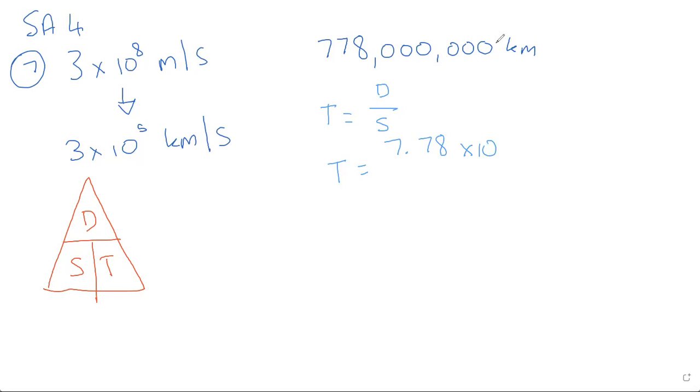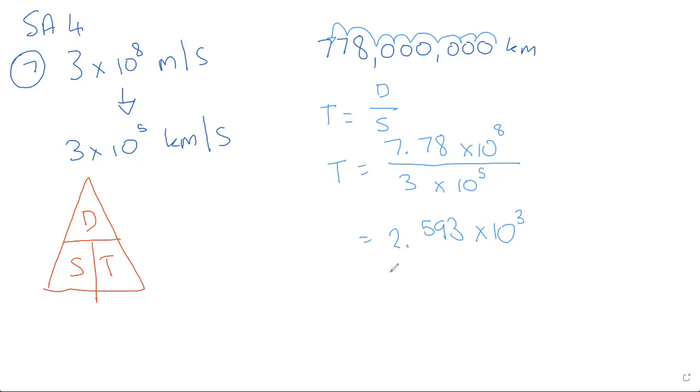Times 10 to the power of, well, 1, 2, 3, 4, 5, 6, 7, 8. All right, 10 to the 8. And my speed in kilometers is 3 times 10 to the 5. All right, same thing. I'm going to divide 7.78 by 3, which gives me 2.593 times 10 to the power of 8 minus 5, which is 3.